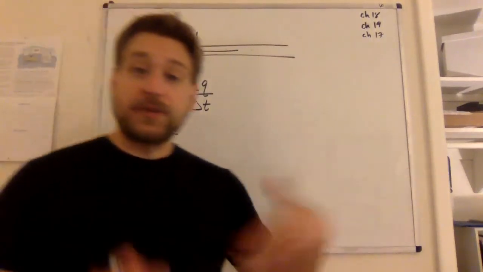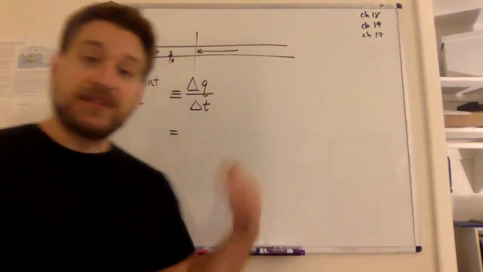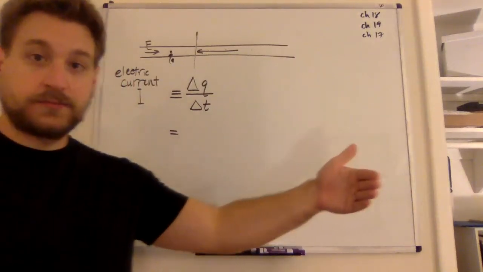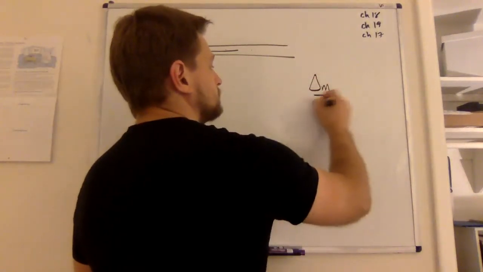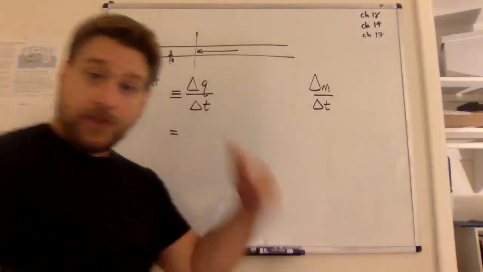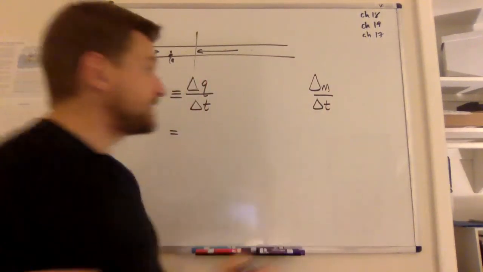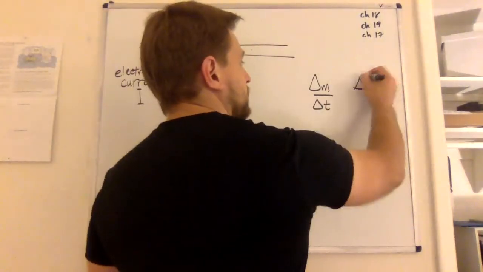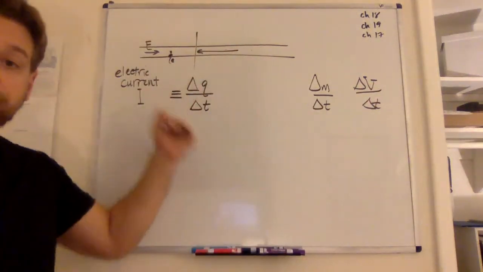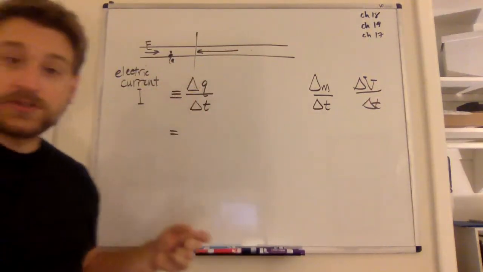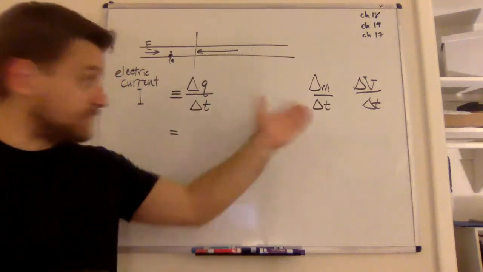Like when we talk about fluid mechanics, we talk about the mass flow rate, delta M over delta T, or the volume flow rate, change in volume over change in time. So this is a similar flow rate, but now we're talking about charge flowing instead of mass or volume.